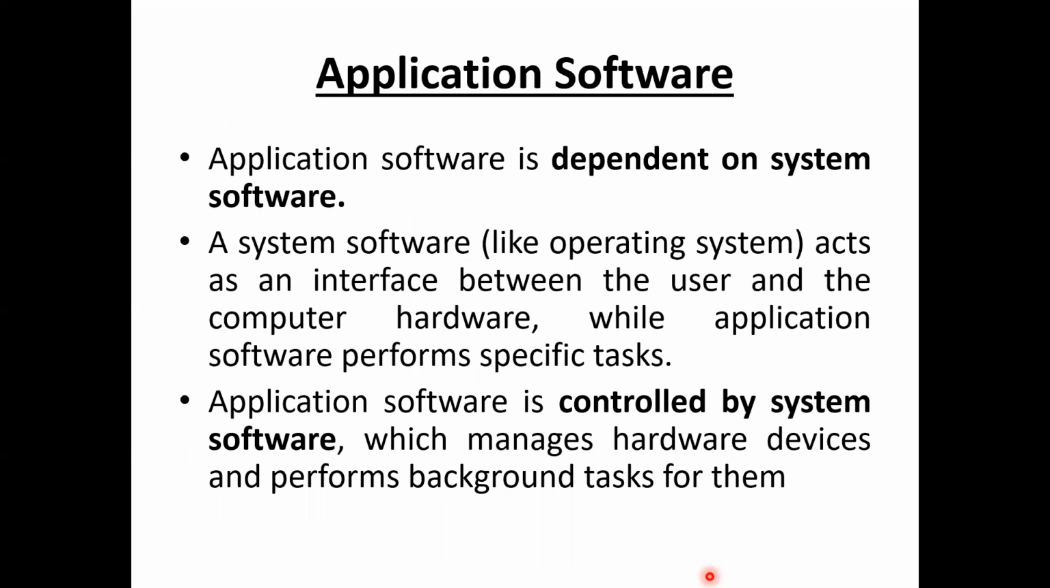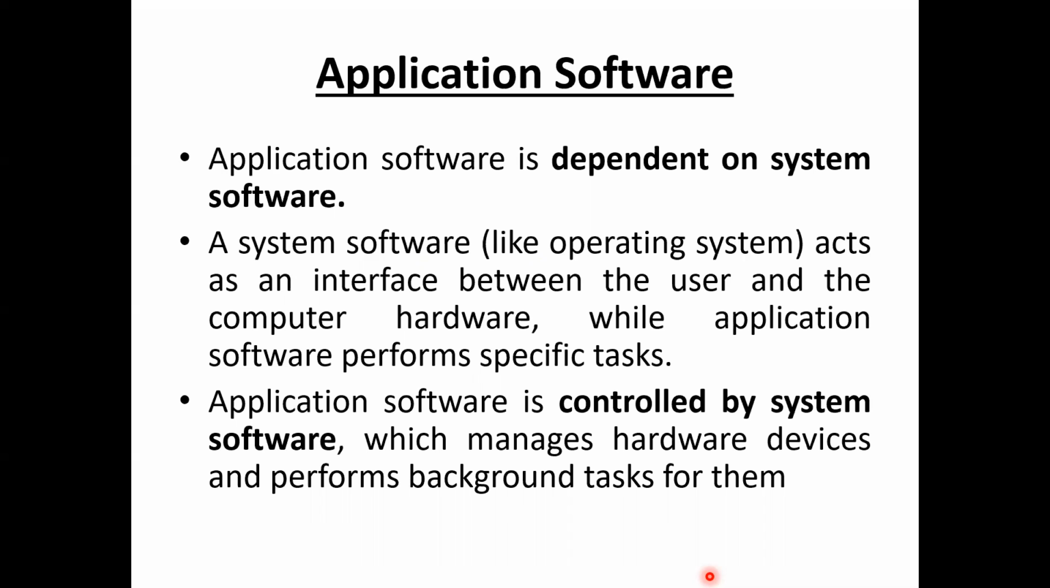Now, application software is dependent on system software. This I told in the previous slide, like if you want to work on MS Office, how will you work if there is no operating system? So system software is required to work on application software. So system software like the OS acts as an interface between the user and the computer hardware, while application software performs a specific task. Now system software क्या करता है?